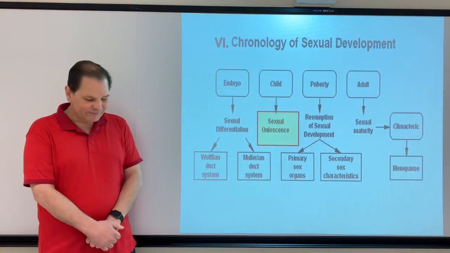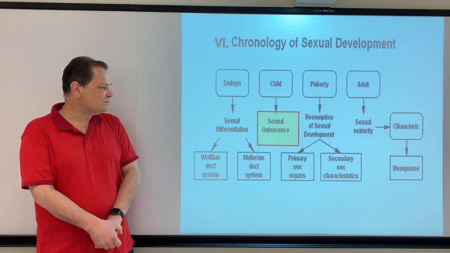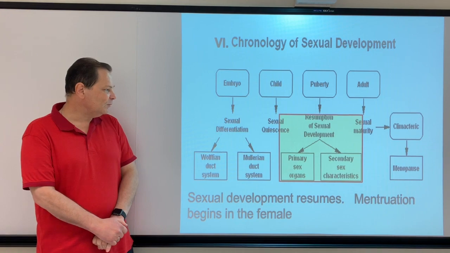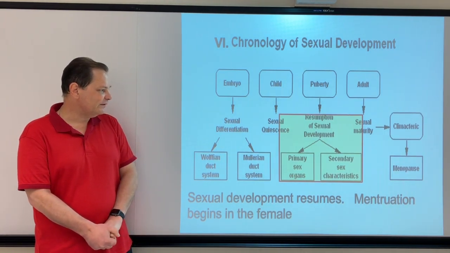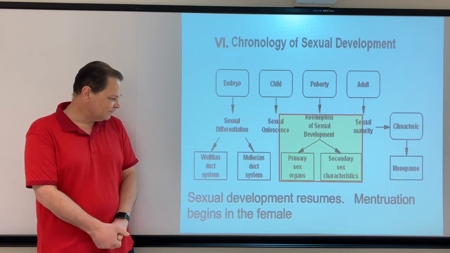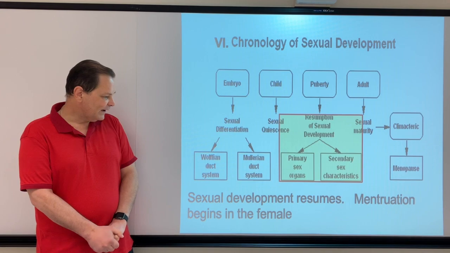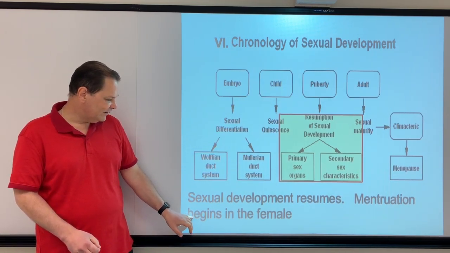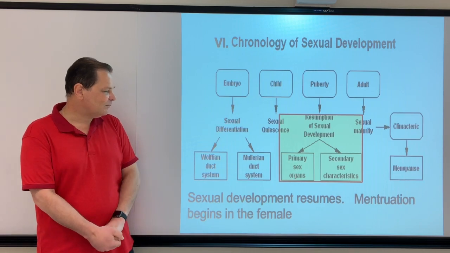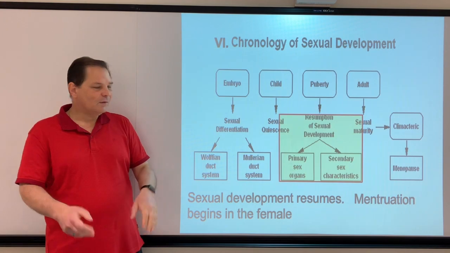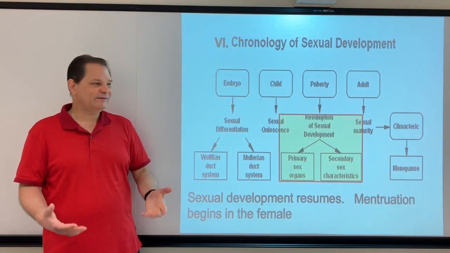Okay. As a child, there's a period of sexual quiescence where not a whole lot's going on, and then you hit puberty, and your primary sex organs and your secondary sex organs and secondary sex characteristics mature and develop. This is, of course, where the menstrual cycle begins to take place in the female, so this is the continuation of that sexual development.